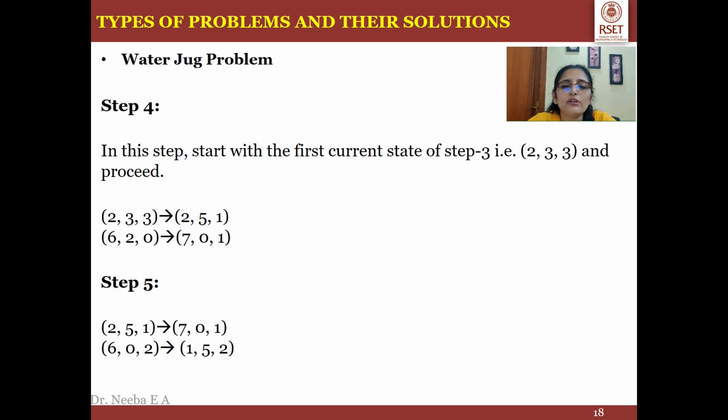In step 5, it is the same way. 251 can be moved to another state, that is 701, and 602 has been converted into 152. Now seeing all these things, what have you understood? If the state 251 comes, it goes to 701 state. If state 602 is coming, it goes to 152. This is how we have to read this.